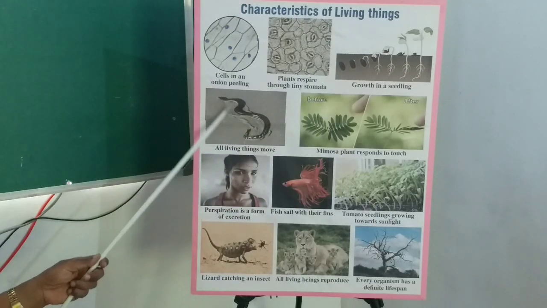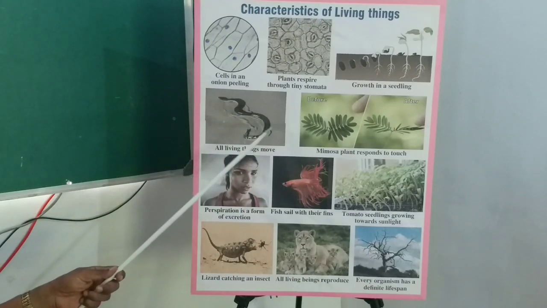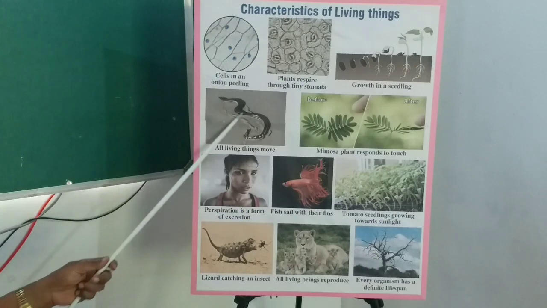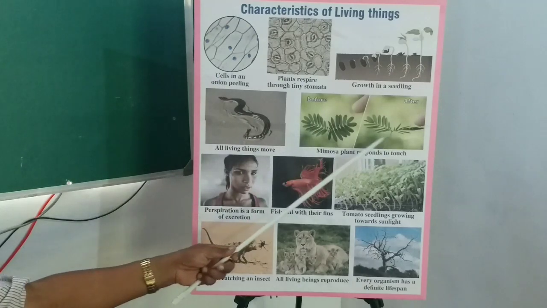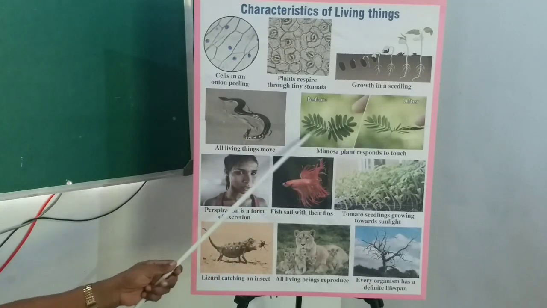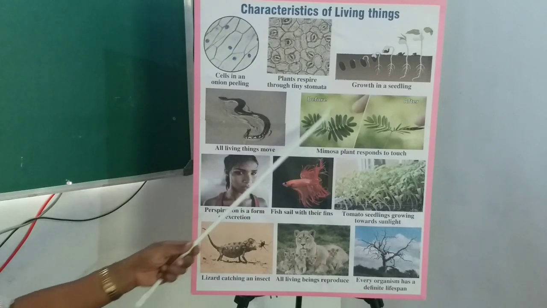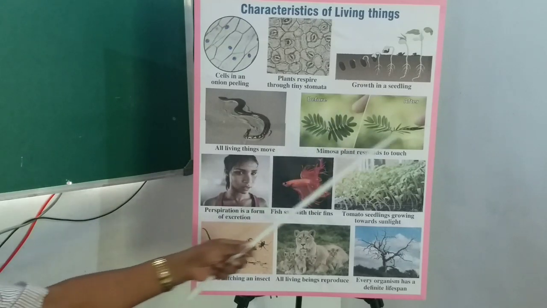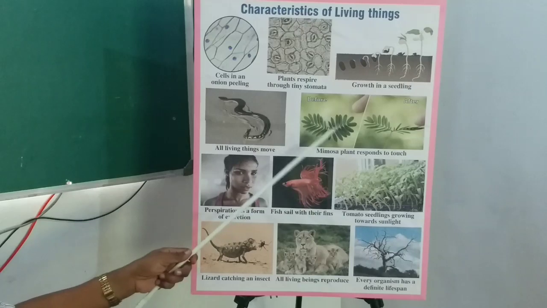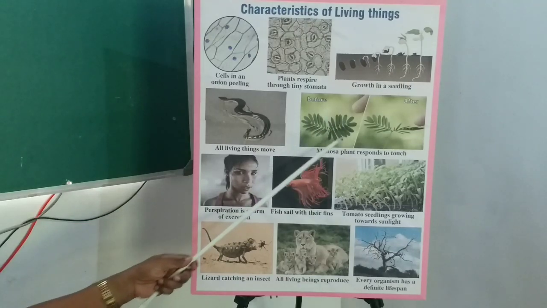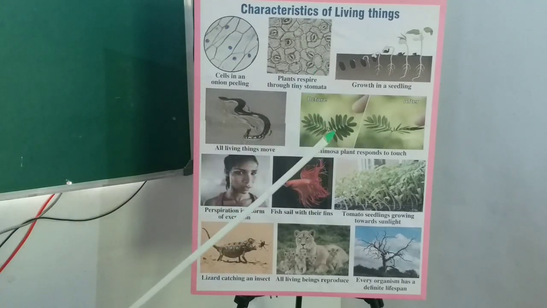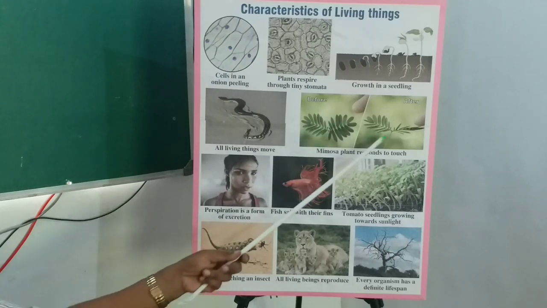Then all living things move. Here we are given an example of a snake. It wriggles about and moves in the desert sand. Then we have the mimosa here, mimosa plant. This is before you touch. I'm about to touch now. I have touched. The moment I touch, the formation changes. The leaves all fold themselves.